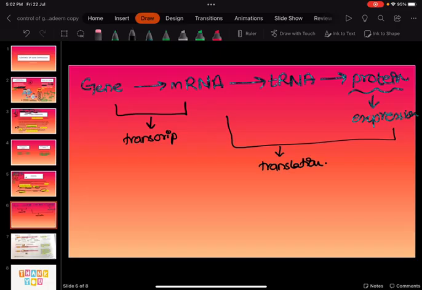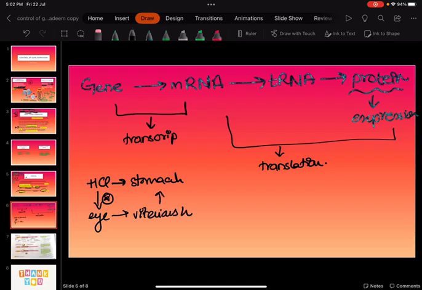Now, if you've ever wondered, there are certain proteins that are only made in certain parts of the body. For instance, HCl is only made in the stomach. It is not made in the eyes. There is no HCl within the eyes, whereas the eyes have vitreous humor, which is not made in the stomach. Now, why is this so?